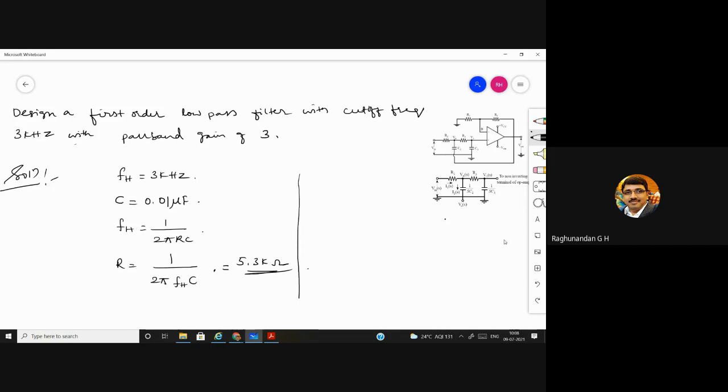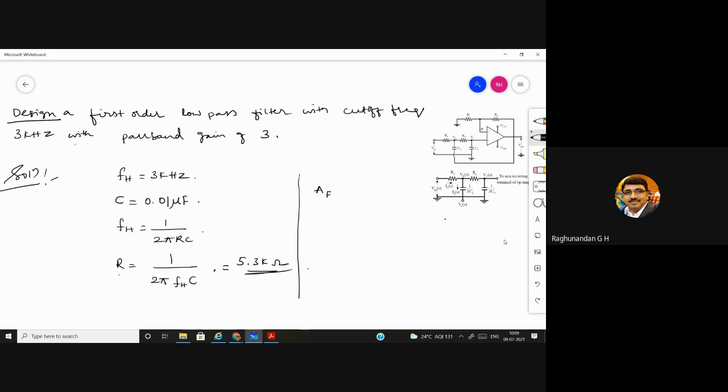So design means what? As per our knowledge, design means what we need to do. Will you design an op-amp? No, sir. We will find the resistors which are in the circuit. So we have found R already. C is given. So R and C we found. So that is the filter part is over.